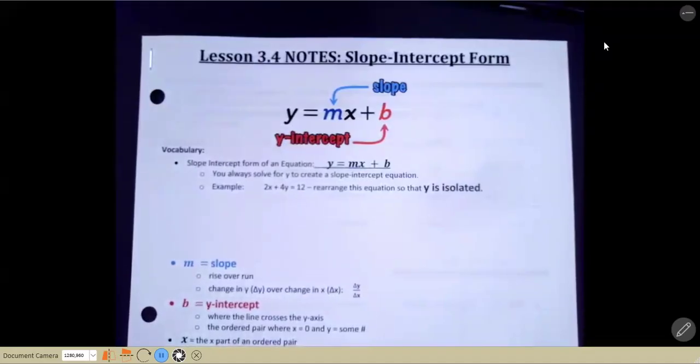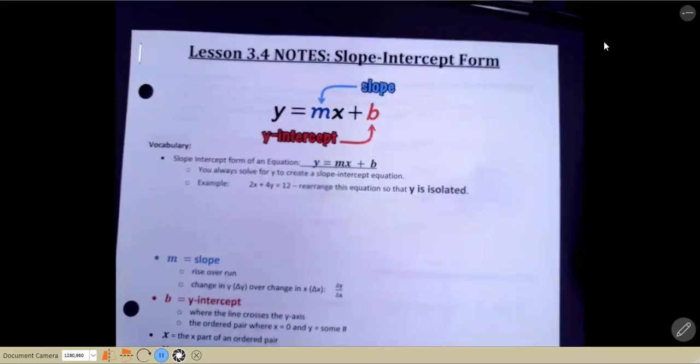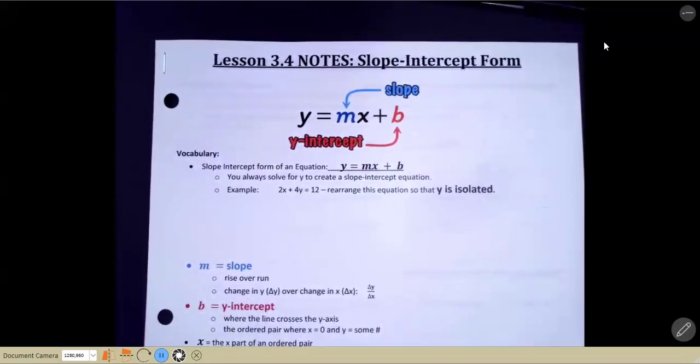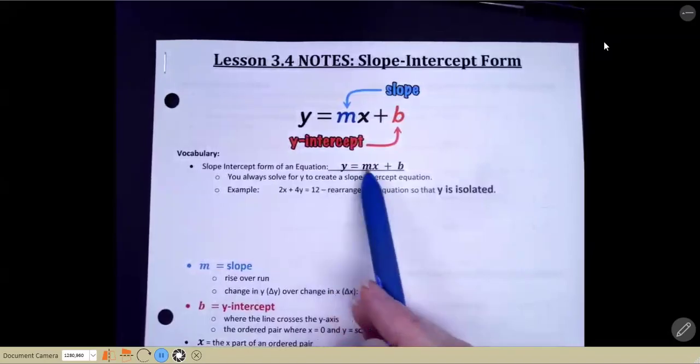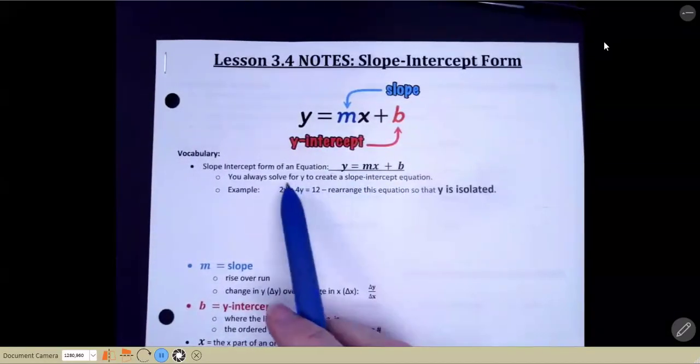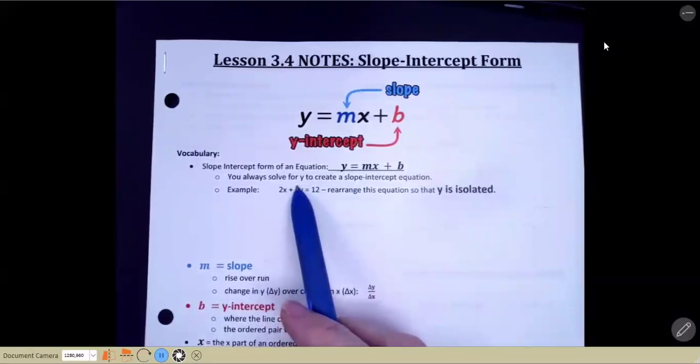Before we begin some of the work, we're going to go over some of the vocab and a refresher on how to set equations equal to y, so put it in that slope-intercept form. For the slope-intercept form y equals mx plus b, you want to isolate the y. So you're always going to solve for y.